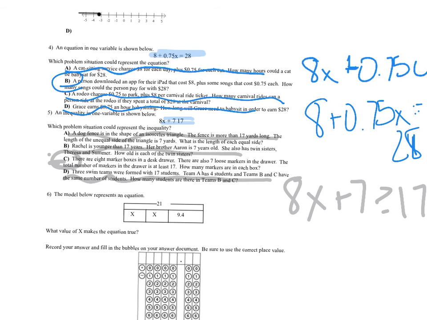Okay. Number 6. See, it kind of changed a couple of them. The model below represents an equation, and this is in a box. Okay, and it's saying 21 is the same as x plus 9.4. Okay, so it's saying that 21 is equal to 2x plus 9.4 because these boxes are the same as this box here. So they're equal, so you set them equal to each other. So that's where I got this equation right here.